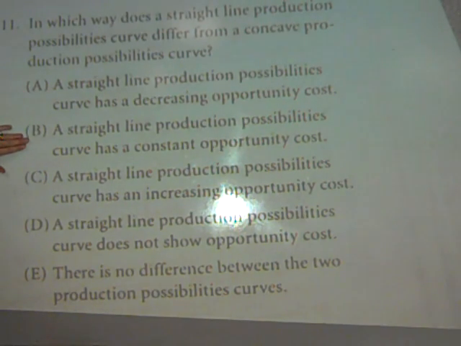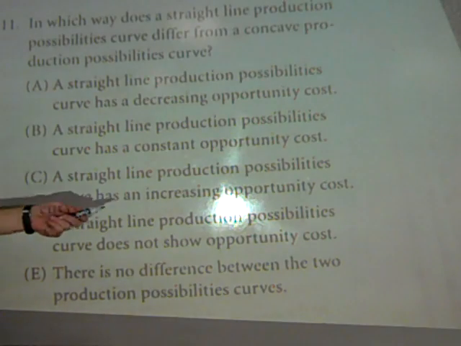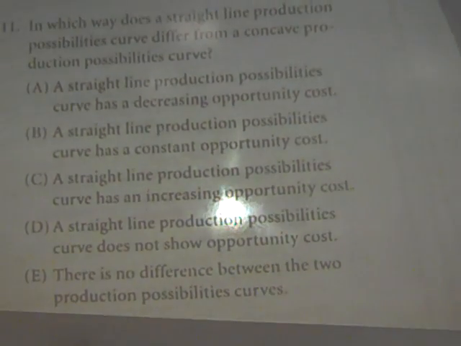Straight line PPC has a constant opportunity cost. I like that. It's got a constant slope. The slope of the PPC is opportunity cost. I like B. Let's check the others. Has an increasing opportunity cost. No, that would be a concave one. A nice curvy concave one. Does not show opportunity cost. Don't be ridiculous. And there's no difference between the two. They just needed another answer to put on there.